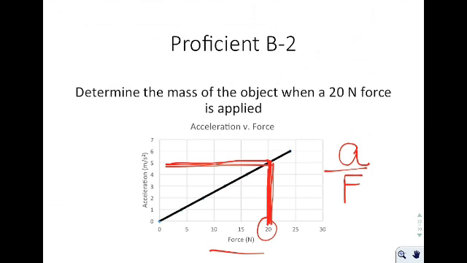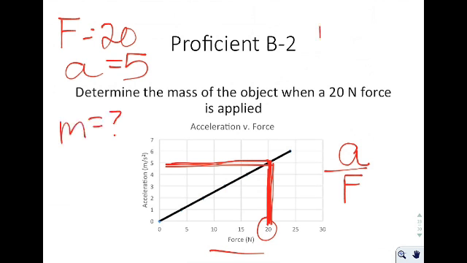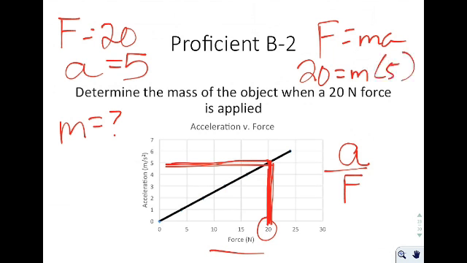But what I can do is I can say F is equal to 20. I can say that a is equal to 5, and I can solve for the mass. The equation is F equals ma. Plug your numbers in, you'd say 20 is equal to m times 5. Divide both sides by 5, and you get mass is equal to 4 kilograms.